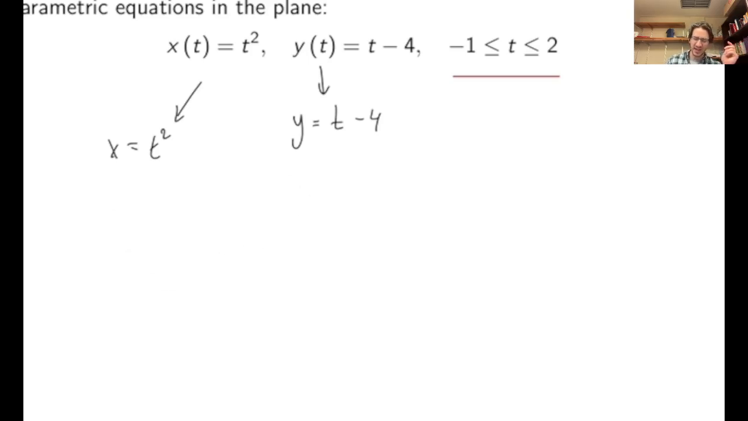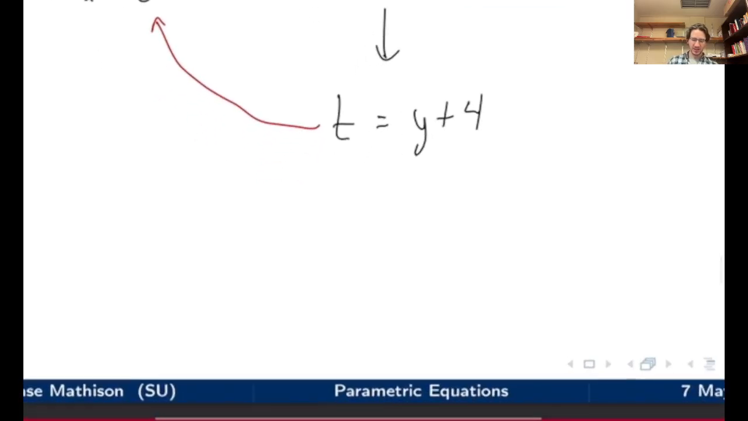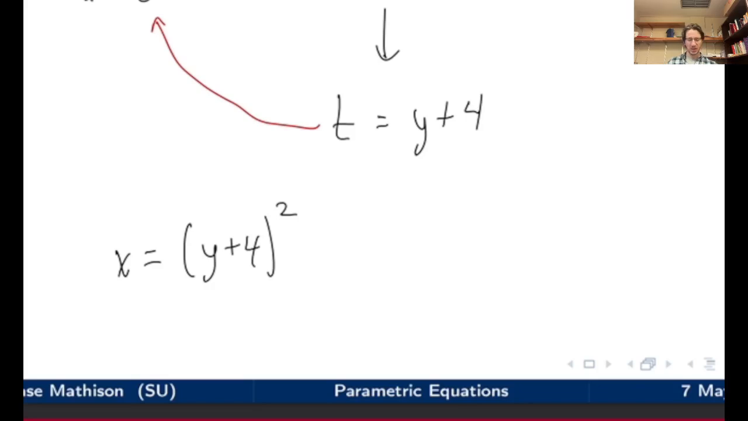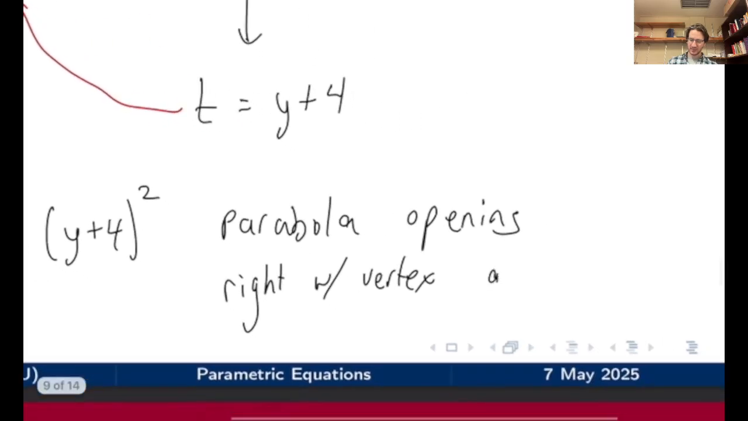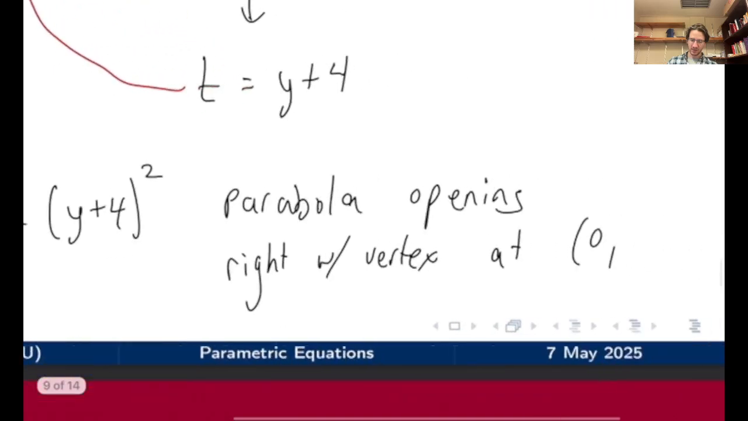So what I'm going to do instead is this equation is much nicer to solve for t. This tells me t equals y plus 4. And I'm going to plug that into the equation for x. This tells me x equals t squared, that's the same thing as y plus 4 squared, which is a parabola opening to the right with vertex at 0, -4.